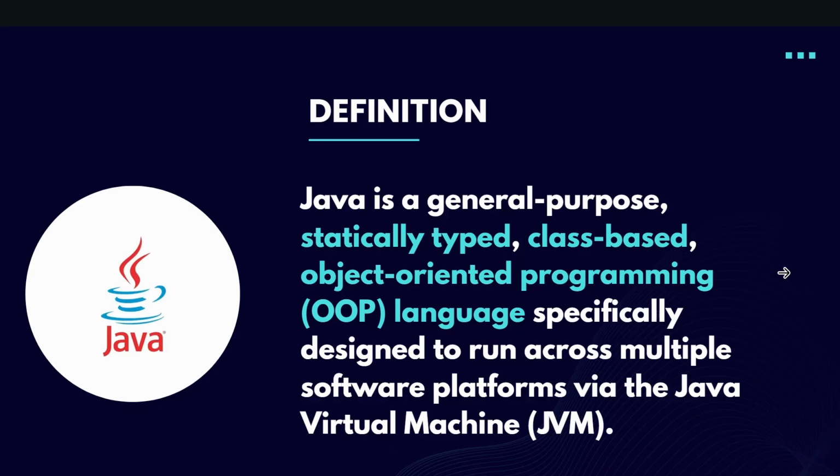So first, let's see the definition of Java. We all know Java is an object oriented programming language. So what is OOP? OOP means object oriented programming. We will see complete details about these OOP concepts in the upcoming videos. And Java runs on the JVM, the Java Virtual Machine. I will show how to download Java and how to write your first program in this video only.